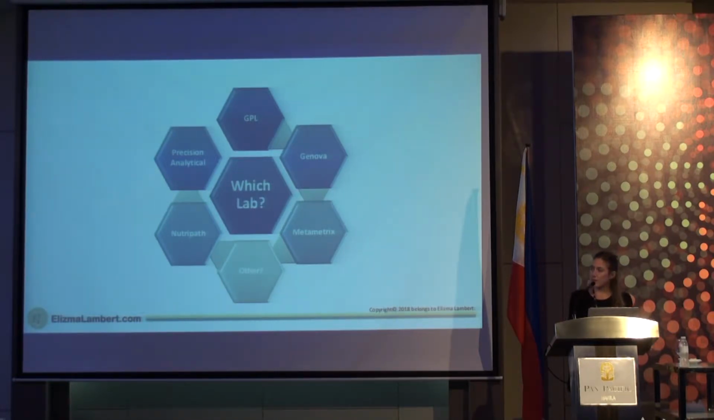Probably the biggest difference is the oxalate markers that you do get on the Great Plains test that you do not get on any of the other labs. But then, you know, on the Genova panel, you get things like the 8-hydroxy-2-deoxyguanosine markers and lipid peroxidation markers. So it really just depends on what markers you are looking for.